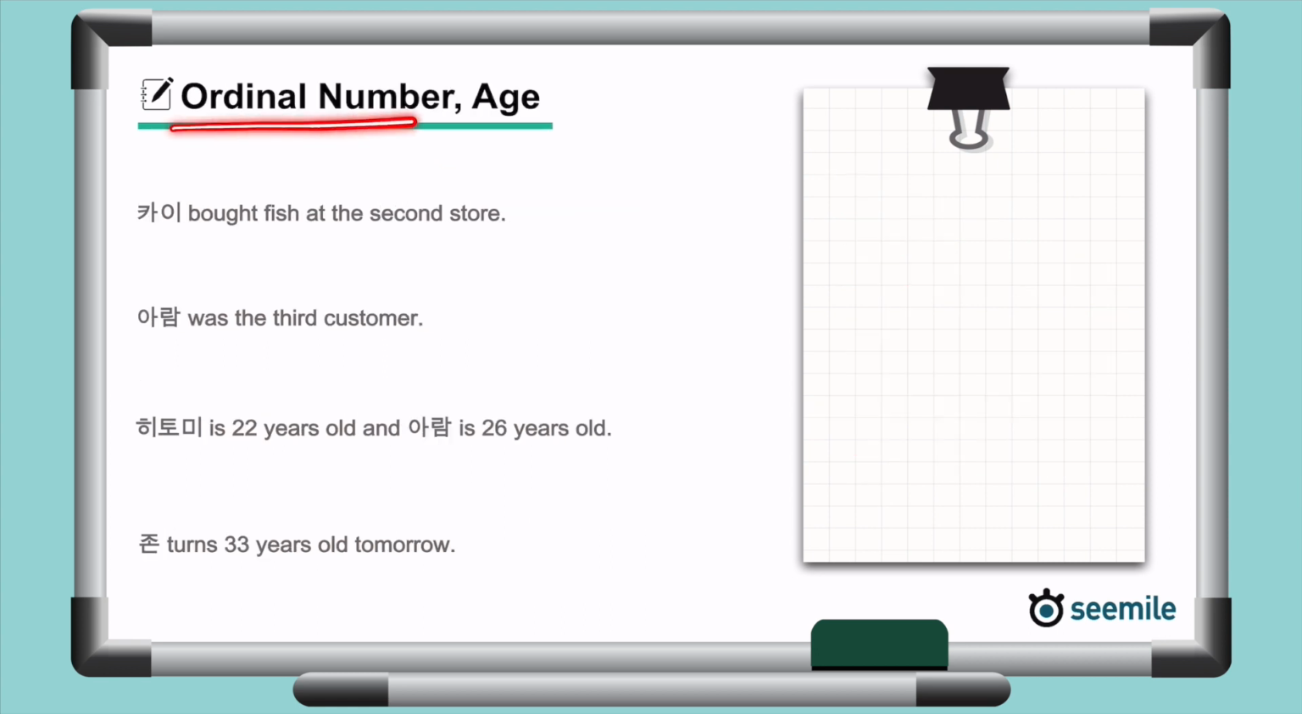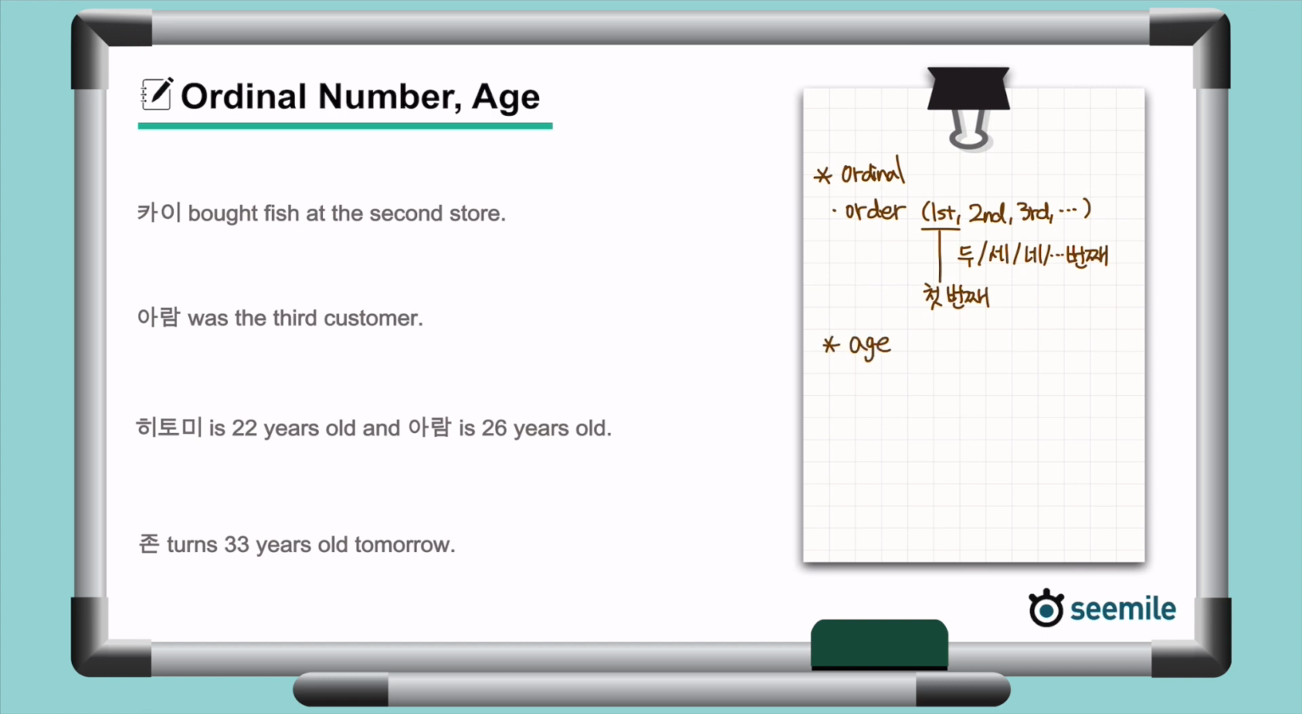Now let's see how to say ordinal numbers and talk about someone's age in Korean. First, what is an ordinal number? It's the type of number that a person or things order in a series like first, second, third in English. The way to say ordinal numbers is really easy. First in Korean is 첫 번째, but from second on, you just have to add 번째 after the native Korean number, as in 두 번째, 세 번째, 네 번째, and so on.